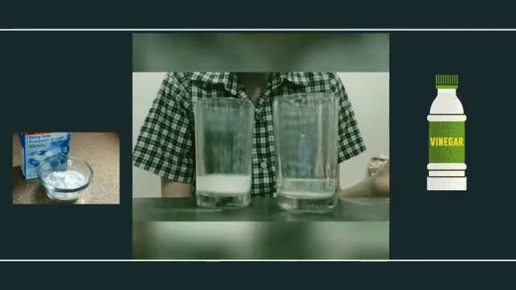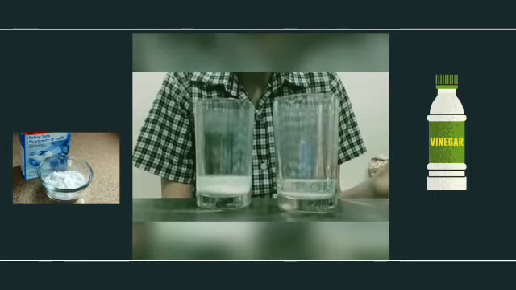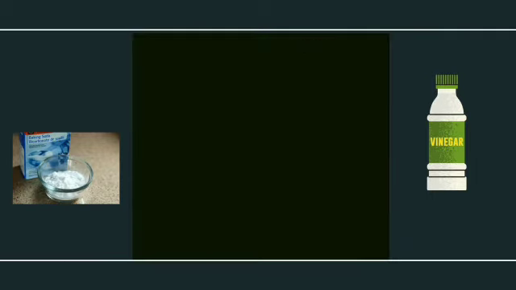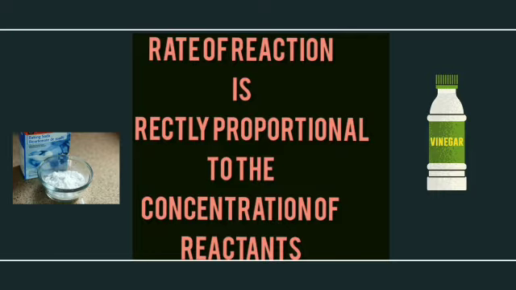I hope you understood the difference between the previous reactions. The reaction which had less concentration of reactant, that is less amount of baking soda, had low rate of reaction and took more time to complete, whereas the reaction which had more concentration of baking soda had more rate. This shows that the rate of reaction is directly proportional to the concentration of reactants.